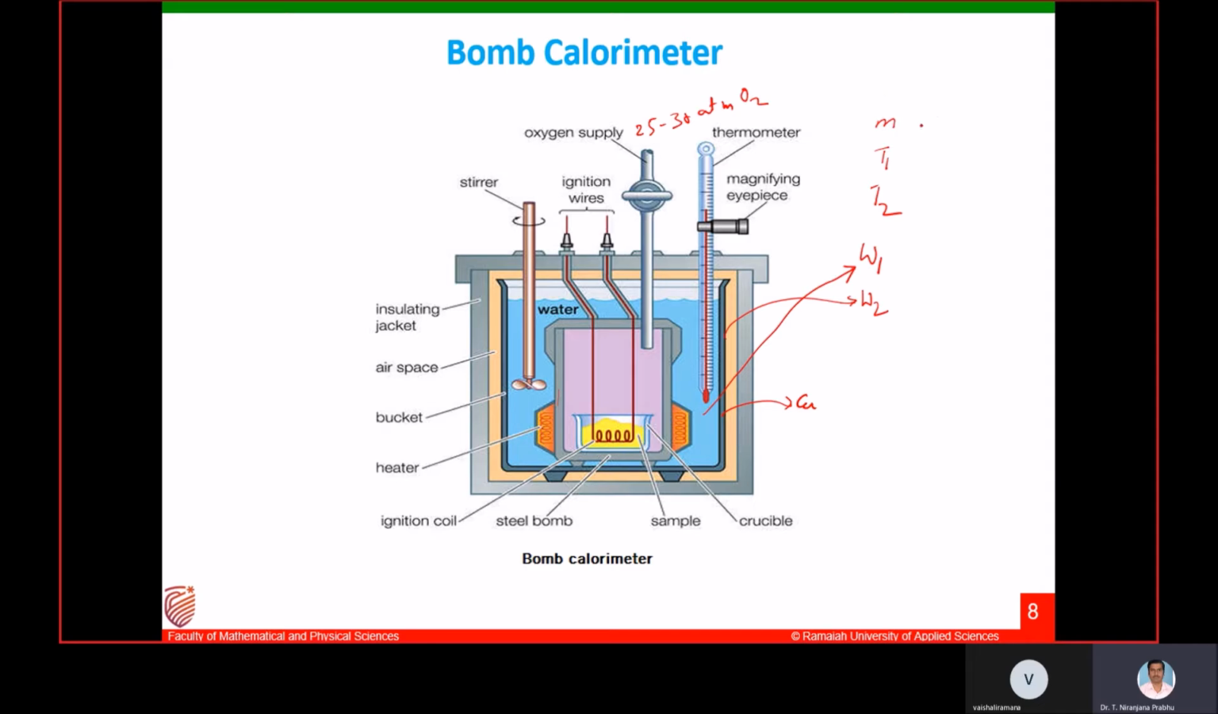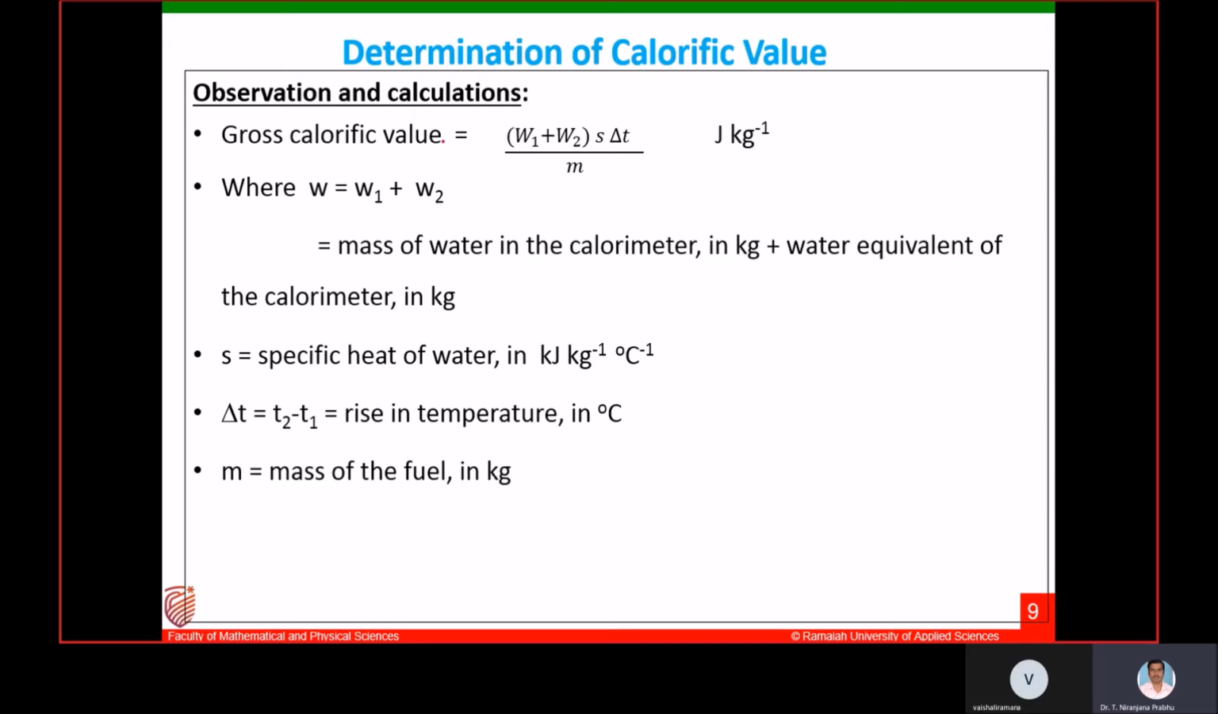Now what parameters do we know? Mass of fuel we know. Temperature T1, the initial temperature, is recorded. Final temperature is recorded. Mass of water is known. Water equivalent of calorimeter is known. Then how do we calculate? So simple: heat liberated is equal to heat absorbed. Heat absorbed depends on the mass of water plus the water equivalent of the calorimeter, times the specific heat of water, times the rise in temperature, T2 minus T1, delta T, divided by the mass of fuel. If you substitute the values, you get the gross calorific value of a fuel, either a solid fuel like coal, or a liquid fuel like diesel, kerosene or petrol. You can measure the gross calorific value.